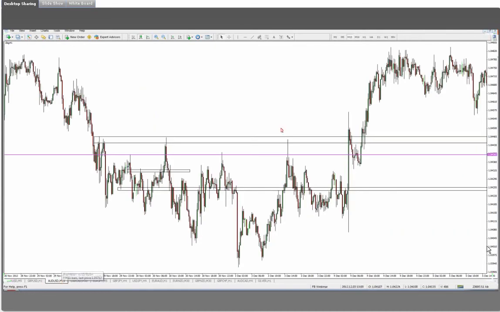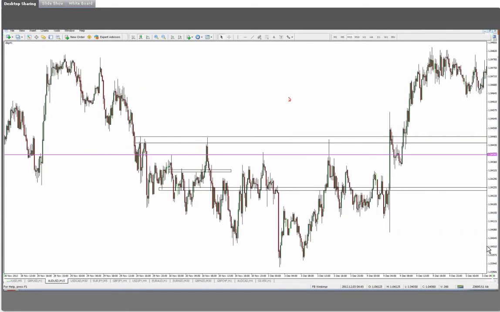Aussie dollar M15 is a couple on this one. Let me just go back over some questions.